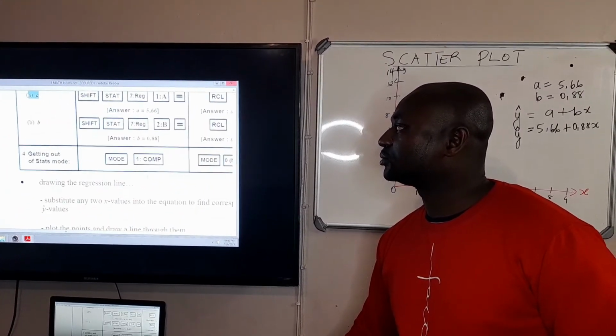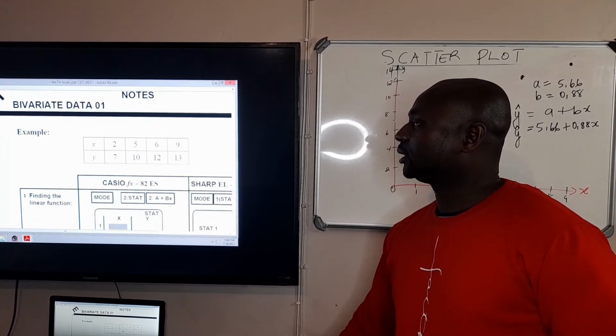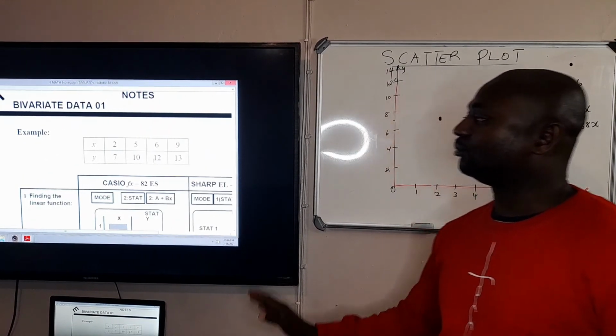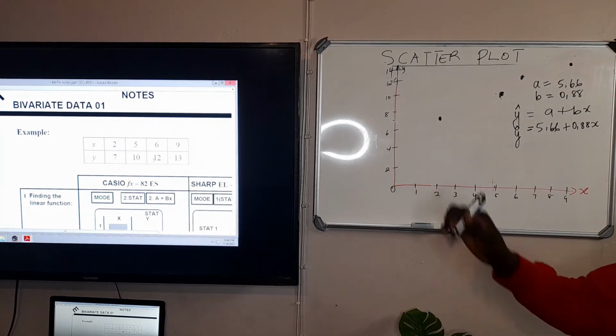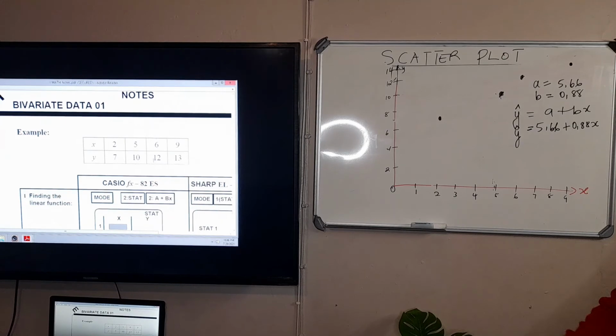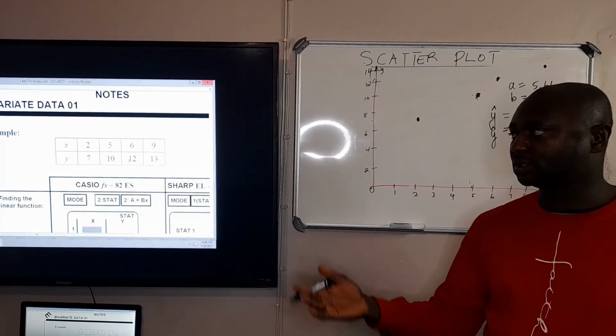They can ask you to draw the equation of the least square regression line. Here, go back to the table and find the mean of the X, and also find the mean of the Y. Mean simply means add all the X values and divide by the total entries in the data.